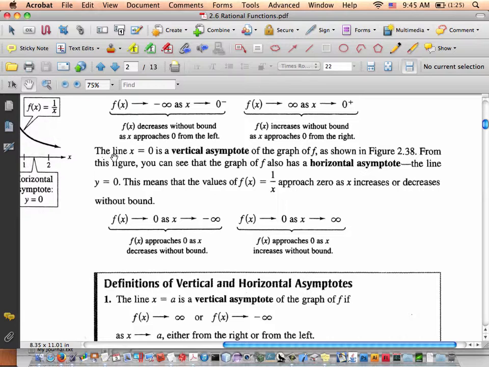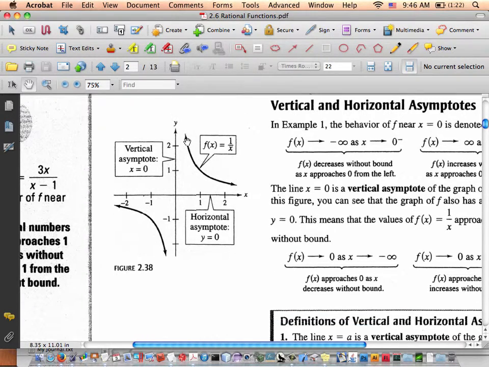The line x equals 0 is called a vertical asymptote. From this figure, you can also see that the function has a horizontal asymptote. Look at what happens with the curve here. As the hand moves along the curve, what's happening to the y values as x goes to infinity? It's getting closer to what? Which axis? The x-axis. So that's called a horizontal asymptote. It gets closer and closer to that axis, but it will never actually hit it.